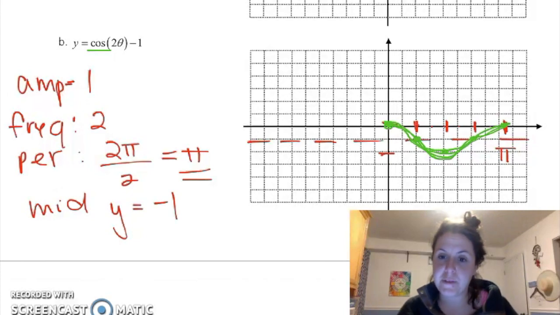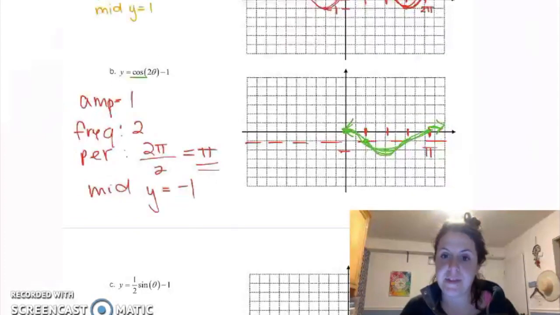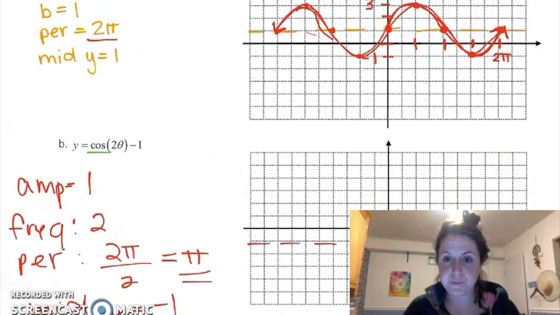And again, yours should go perfectly through. It's a little hard on my iPad to draw it. And arrows on the end. Again, you could repeat it on the other side, but that would be 1 full period.